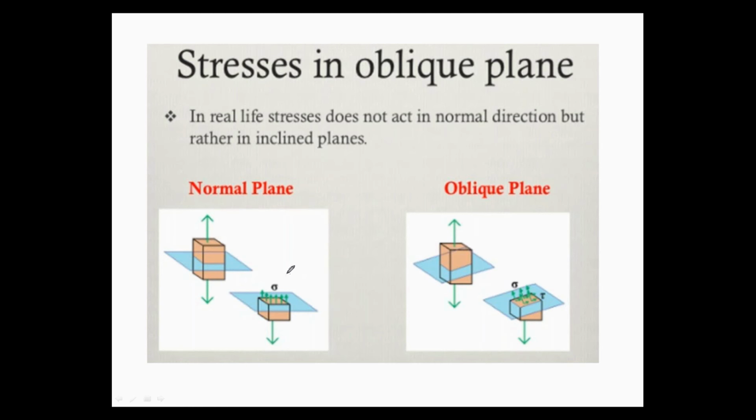Look here: over here we have seen only one stress, that is sigma. Here you can see two, both sigma and tau. This means that whenever you are considering the normal plane there is only one stress, that is normal stress. But when you are considering the oblique plane there will be two kinds of stress: normal stress and tangential stress. So these are the two things we have to consider over here.